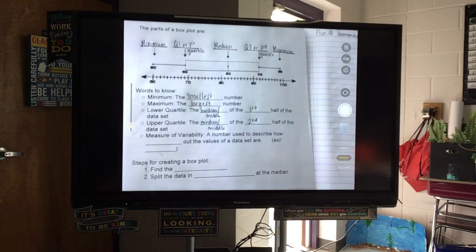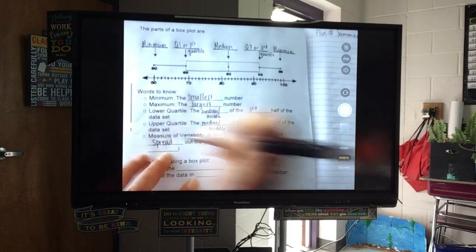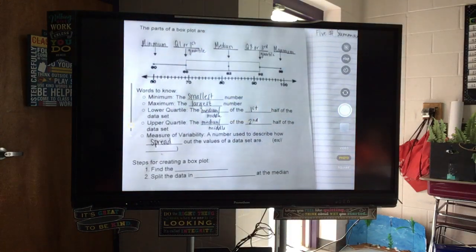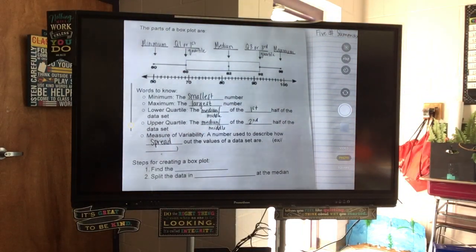All right, and then the measure of variability is the number used to describe how spread out the values of the data are. For example, what shows us a spread of our data? We learned mean, median, mode, range. Which one is going to show us the spread of our data? Think about what mean and median mean. Think about what mode means. Think about what range means.